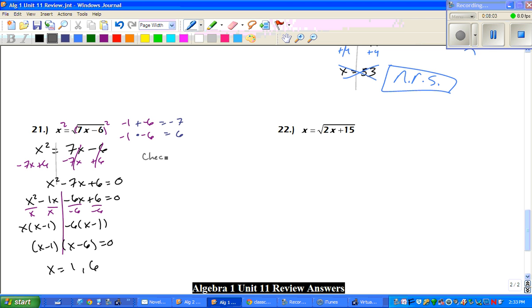Okay, and you need to check both of those. So here we are checking x equals 1. 7 times 1 minus 6. Well, 7 times 1 is 7, minus 6 is 1. Square root of 1 is 1. So 1 works. But now we also got to try 6. 7 times 6 minus 6. 7 times 6 is 42. 42 minus 6 is 36. And the square root of 36 is 6. So we got 2 answers for this one.